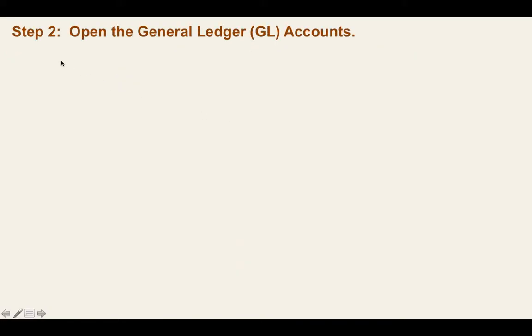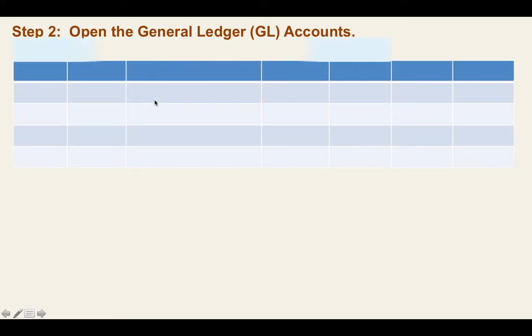The first step is you have to prepare journal entries. Step two is we will open the general ledger accounts. Opening a general ledger account means that we need to have a record for each account. Like in this case, our account is cash, so we have to have a separate record for cash.